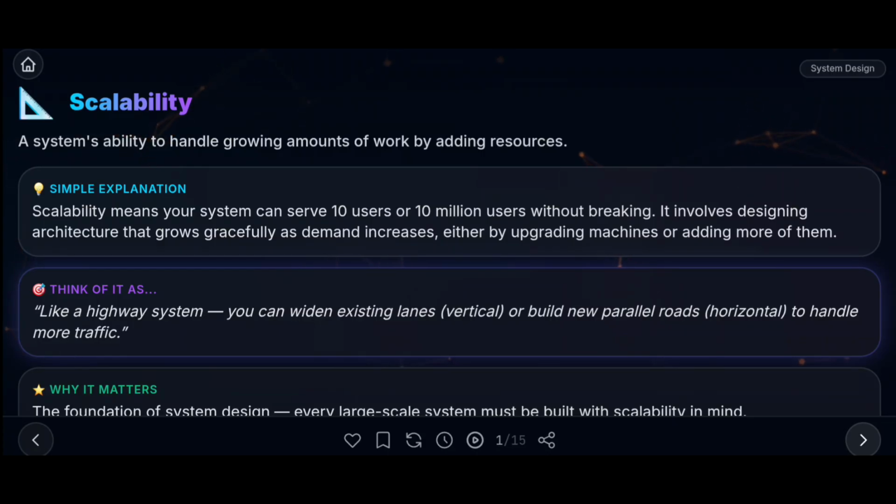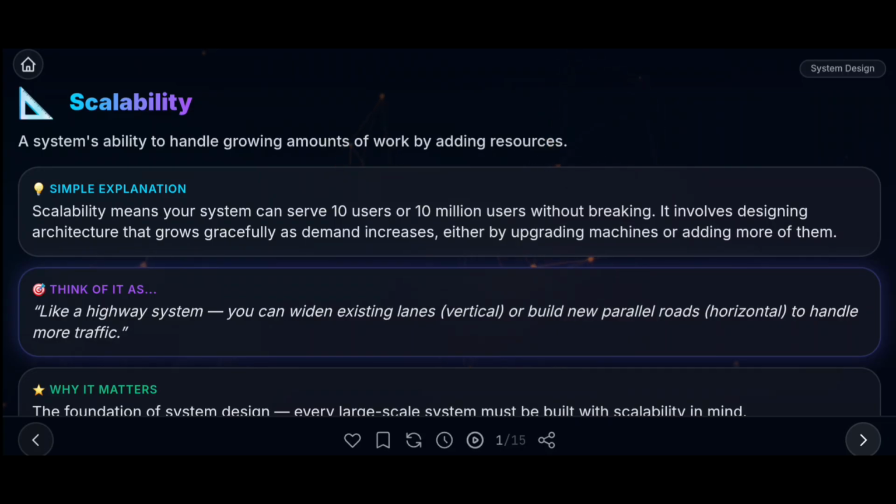In system design, the first concept is scalability. A system's ability to handle a growing amount of work by adding resources. It means if more work is assigned to a system, the system should be able to handle that work and complete it without any interruptions or issues. A simple explanation: scalability means your system can serve 10 users or 10 million users without breaking. It involves designing architecture that grows gracefully as demand increases, either by upgrading machines or adding more of them.